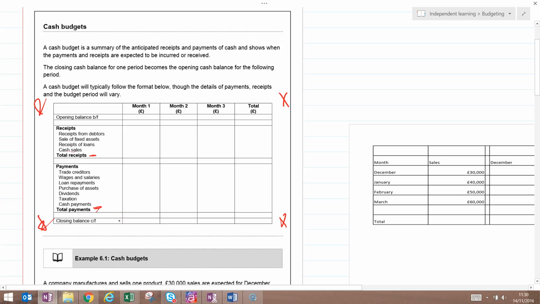Now the closing balance, i.e. how much money you will have left at the end of the month, is the opening balance plus your total receipts minus your total payments, and that will equal your closing balance. So just a reminder, opening balance plus total receipts minus total payments will equal the closing balance.